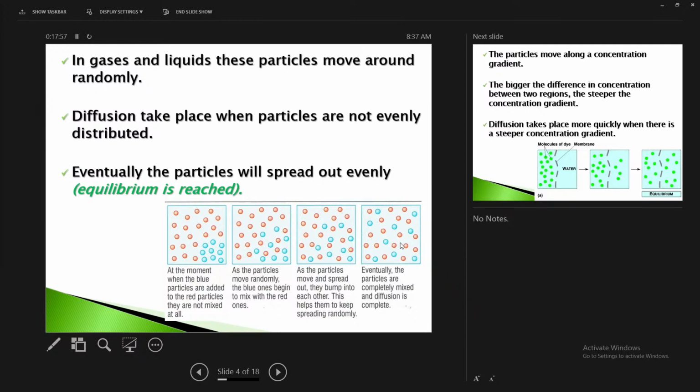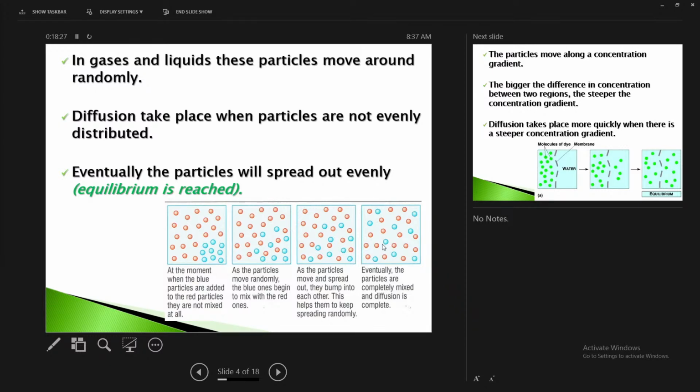Now, in any scenario, once we are talking about diffusion, diffusion will always take place once there is an inequality. That means that you have too much of a particular substance at one particular section of that container. Once there's inequality, then diffusion will be taking place. Now, diffusion only stops when what is known as equilibrium is reached.